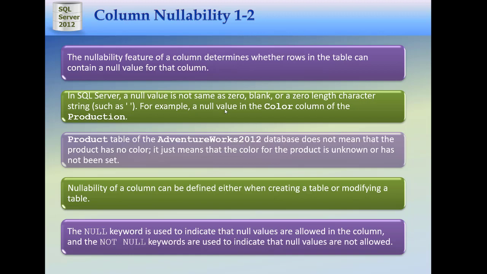Example, a null value in the color column for the product table of the AdventureWorks database does not mean that the product has no color. It just means that the color for the product is unknown or has not yet been set or decided upon. Nullability of a column can be defined either when creating a table or modifying the table. The null keyword is used to indicate that null values are allowed in the column, and the not null keyword is used to indicate that you cannot leave that particular column blank or empty.